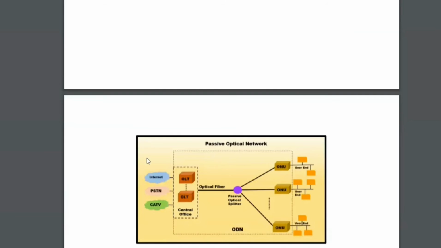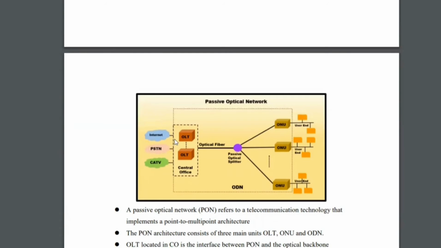Okay, this is a picture of a passive optical network. Internet, PSTN, CATV, OLT, Central Office, optical fiber, passive optical splitter, ODN, ONU, user end. Internet, PSTN, CATV go to the OLT, go through the optical fiber, the passive optical splitter, and go through the ONU and get to the user.